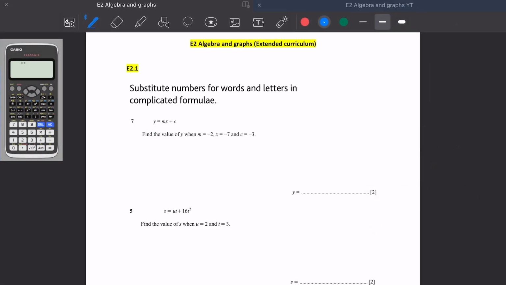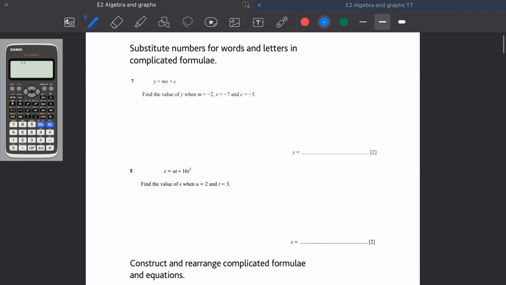Hello everyone. Today we will be doing the chapter Algebra and Graphs. So let's start with the first syllabus statement. Substitute numbers for words and letters in complicated formulae. The first question is y is equal to mx plus c.